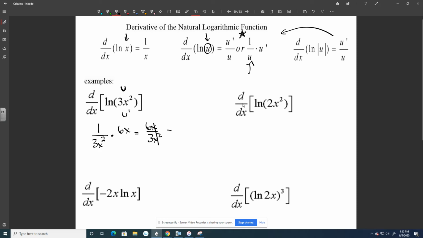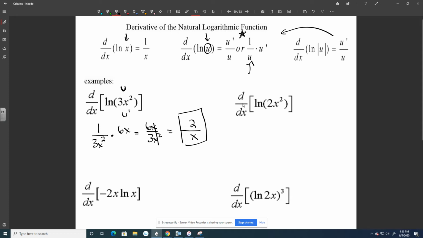The x cancels on the top, and I'm just left with 1x on the bottom, and 6 over 3 cancels, and I'm just left with 2 on top. So my derivative is 2 over x.